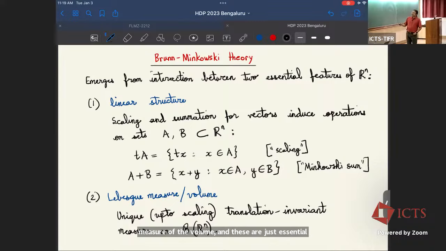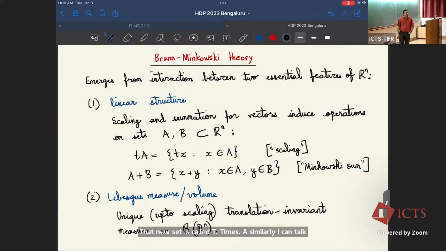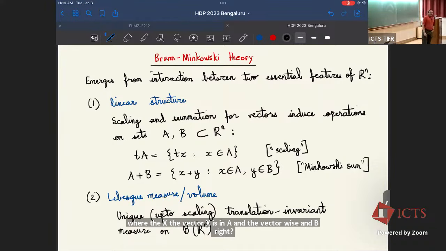So the thing is that scaling and summation for vectors induce natural operations on sets as well. If you take a set A, a subset of R^n, you can scale the set by a positive real number t. What I mean by that is I scale every vector by t, so the vectors x in A are scaled by t. That new set is called t times A. Similarly, I can talk about the sum of two sets. I look at the sum of all possible vectors where the vector x is in A and the vector y is in B. That's often called the Minkowski sum.